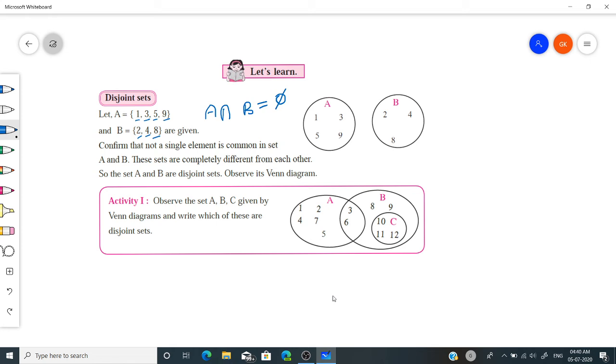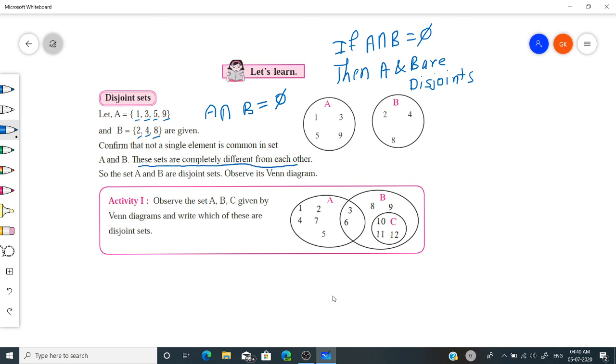Another definition is this way: if A intersection B is equal to phi, then we can write here A and B are disjoint sets. This is the disjoint set. These sets are completely different from each other.